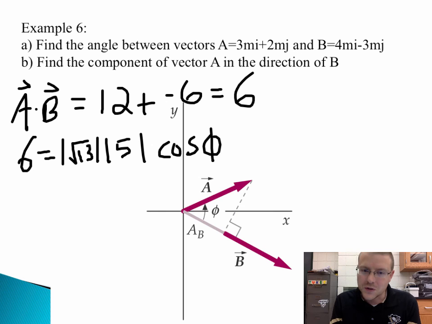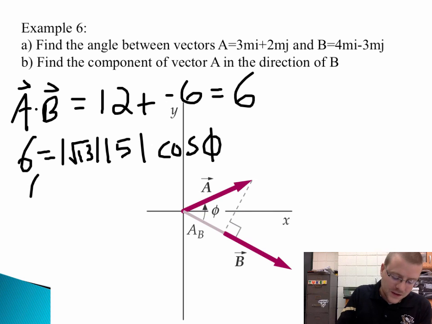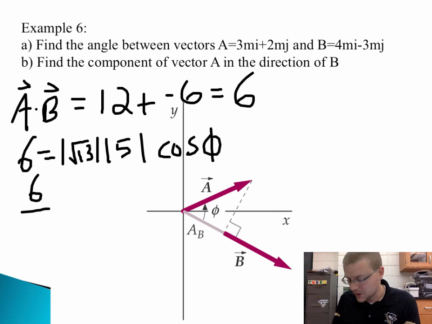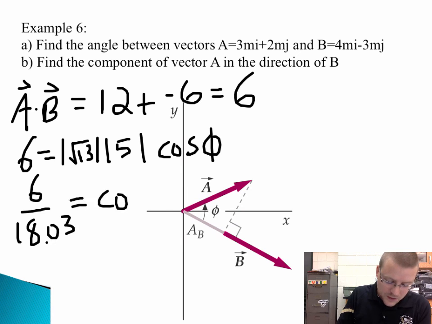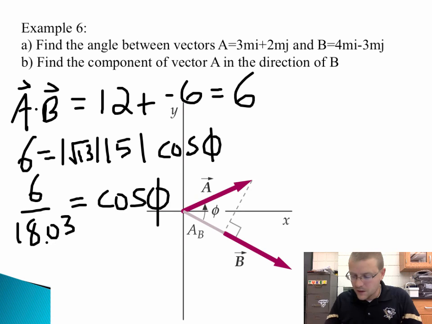If I'm going to solve for phi, I'm going to take 6 divided by whatever the square root of 13 times 5 is. That comes out to about 18.03, so 6 over 18.03 equals the cosine of phi. Inverse cosine of 6 over 18.03 gives me about 70 degrees between those two vectors. So that's how we solve for the angle.